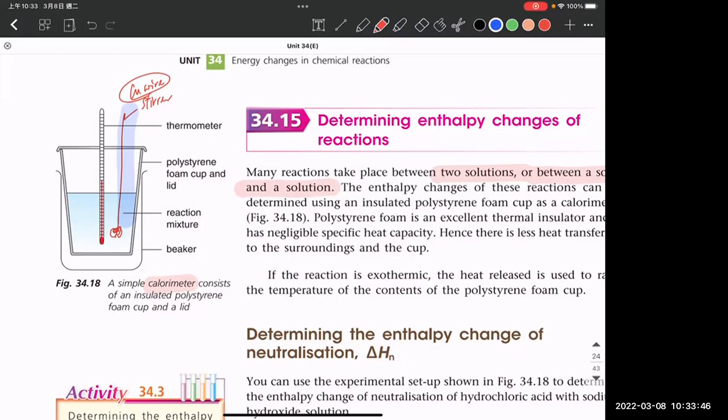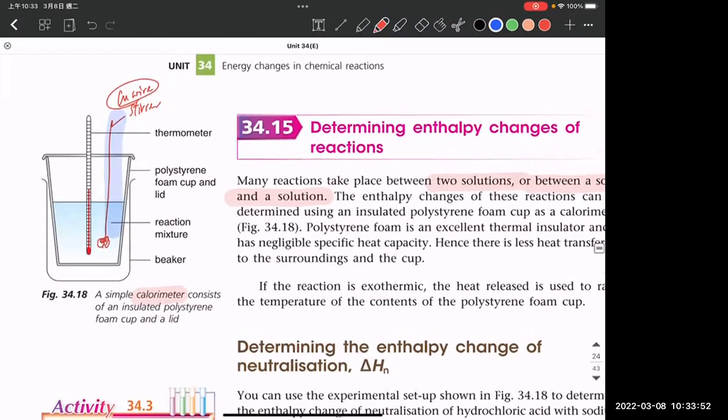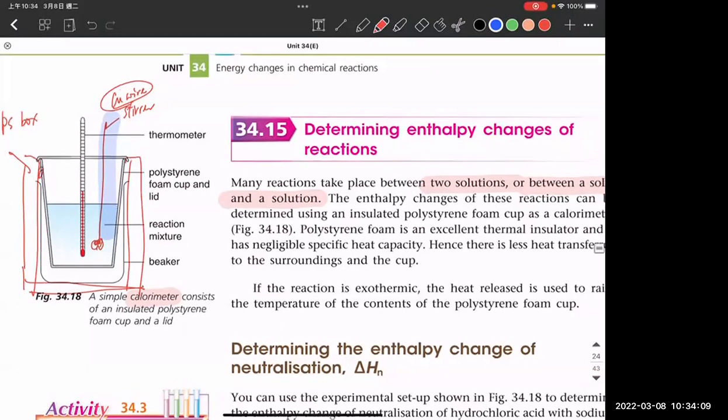The video uses expanded polystyrene. Yes, another foam plastic box, but not a beaker, right? So it will be something like this. I would think the design would be something like this: a polystyrene box. Whether or not there is a beaker, I don't know, but you may see some trace of cotton wool here.